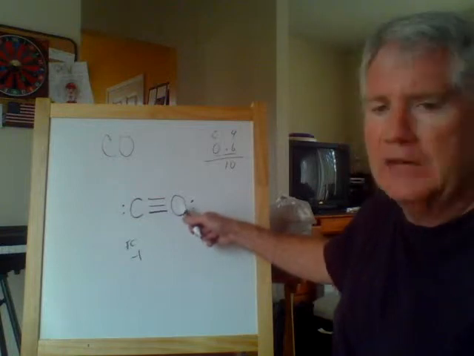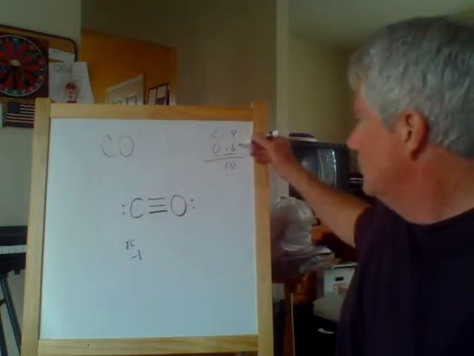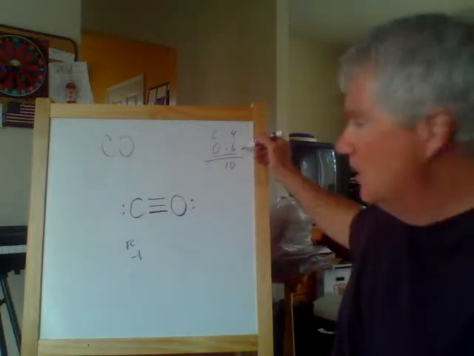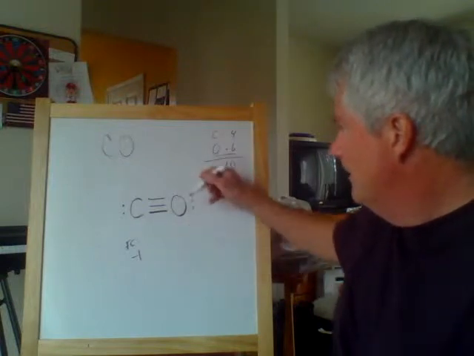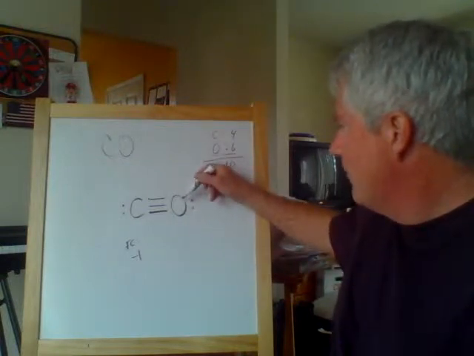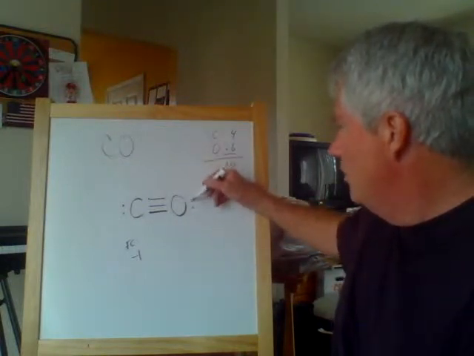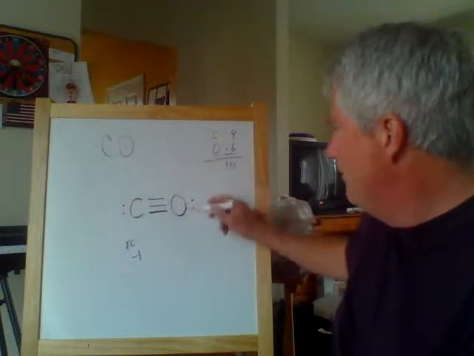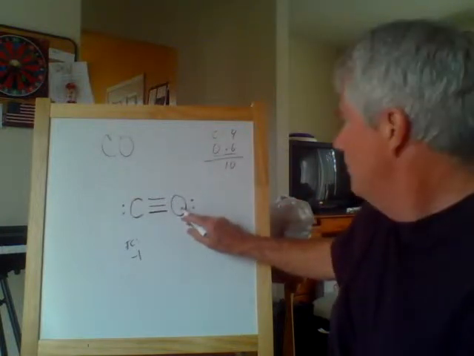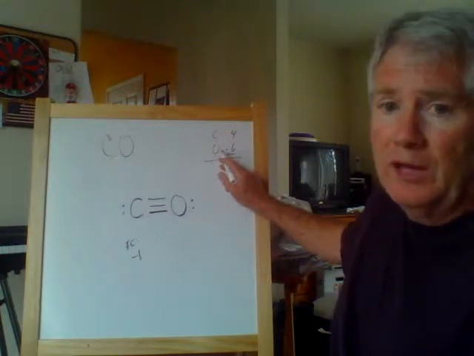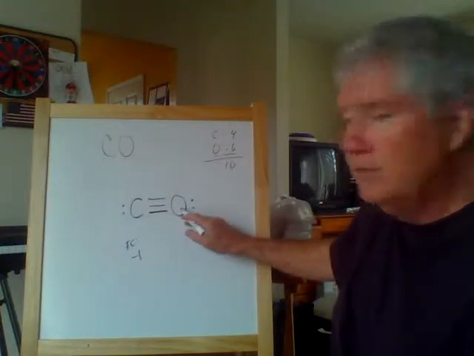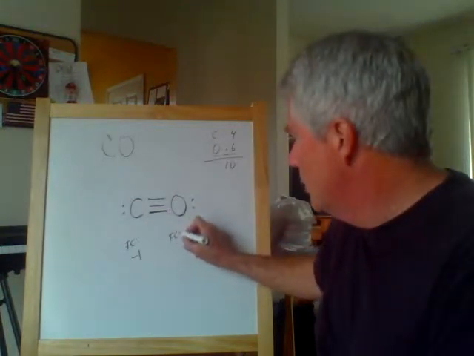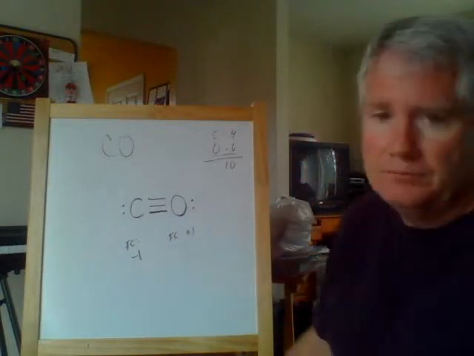Okay. Well, now let's look at oxygen. Oxygen contributes six electrons from its atom, and the way we've depicted this, the oxygen atom has one, two, three, four, five electrons, but oxygen contributes six. So the way we've depicted this, oxygen has a formal charge of plus one.